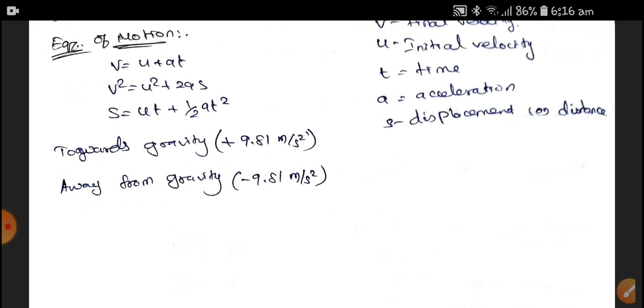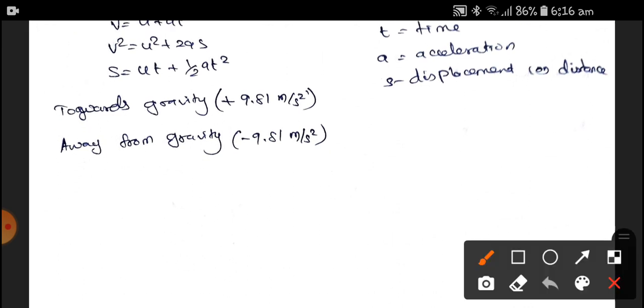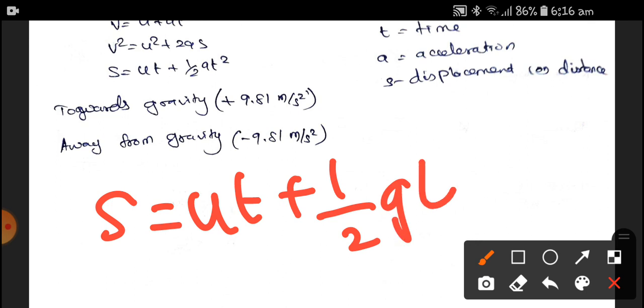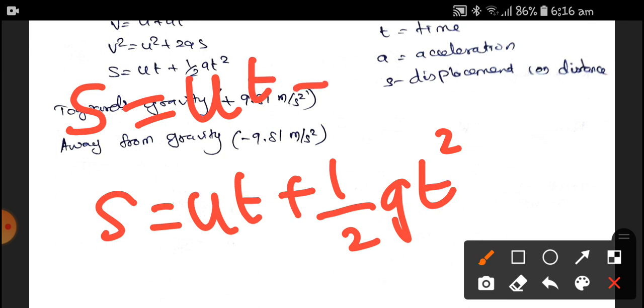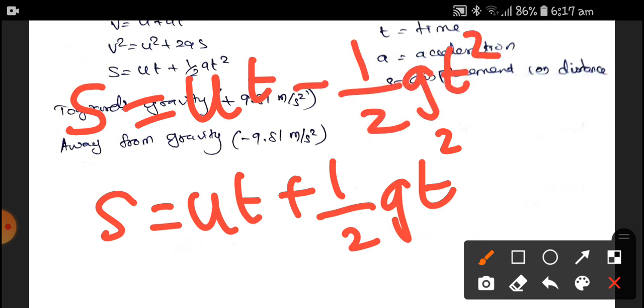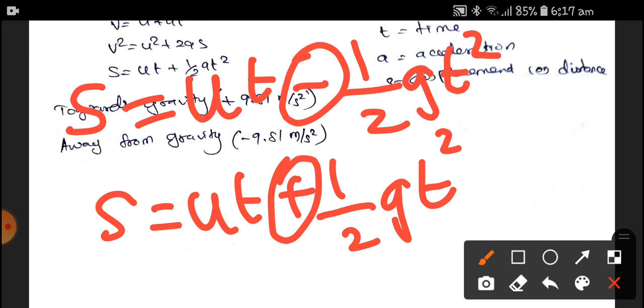Here, if the rectilinear motion is in the horizontal position, on the ground, s is equal to ut plus half gt square. So this is for the horizontal position, and if it goes in the vertical position, s is equal to ut minus half gt square. What it says is, towards gravity is called positive sign, and away from gravity is called negative sign. If we throw a ball in an upward direction, it moves away from the gravity.